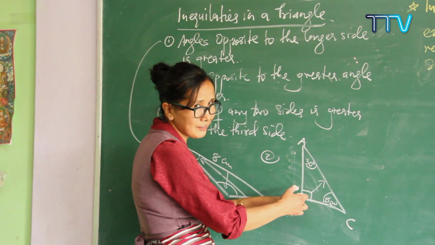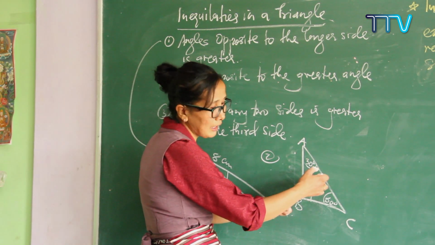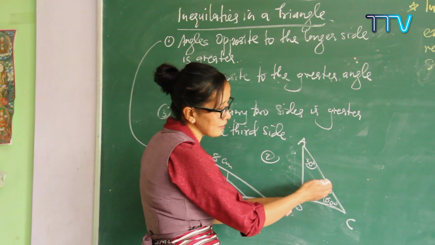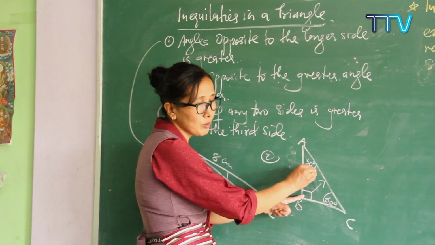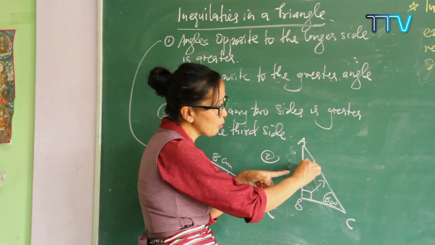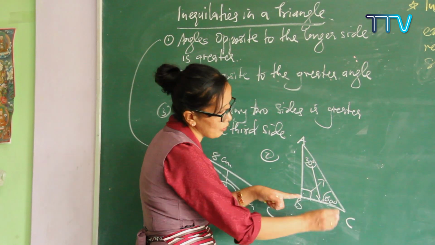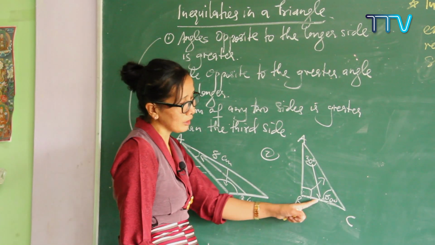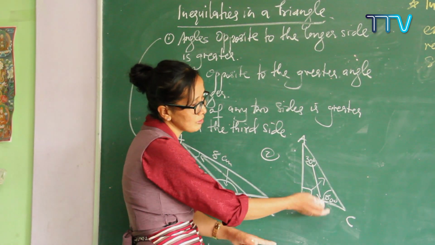Among these, 90 degrees is the greatest one. Opposite to this, line segment AC is the greatest one. Same here, this is the smallest one. The side opposite to the smallest angle is the smallest line segment, correct? So you can get it in this way.